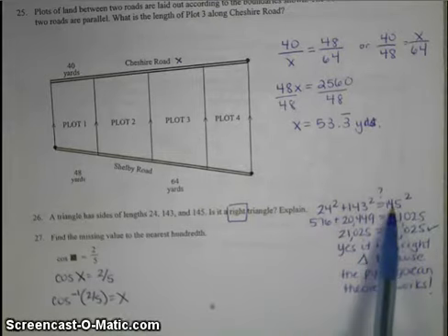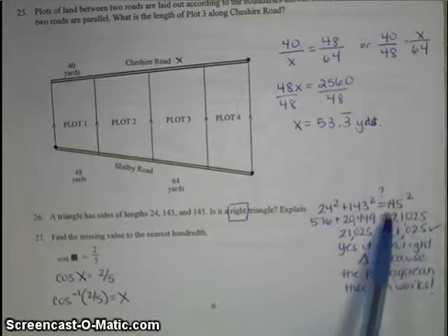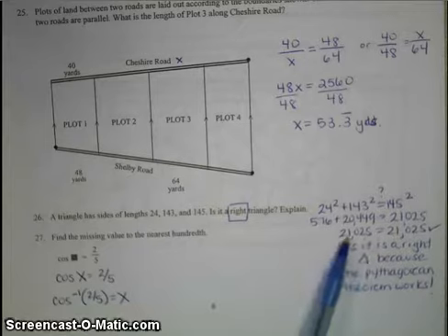Why do I know 145 goes in this spot? Because it has to be the hypotenuse. C is always the hypotenuse and your longest side. This does come out to an equivalent statement, so yes, it is a right triangle.